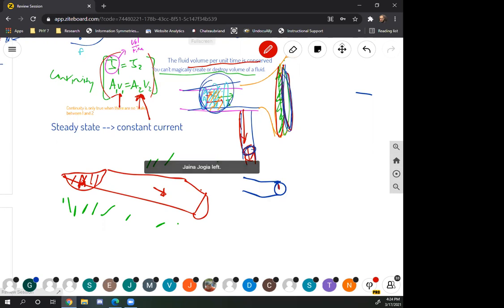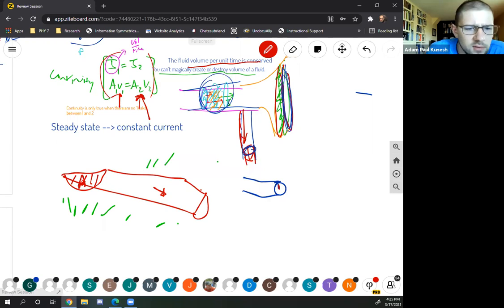Okay, thank you. Sure. Whitney asked, one of the practice questions asked if the current increased from point 1 to point 2, and the answer was yes, due to dissipation. How does dissipation increase current? Weird. Let's think about that.